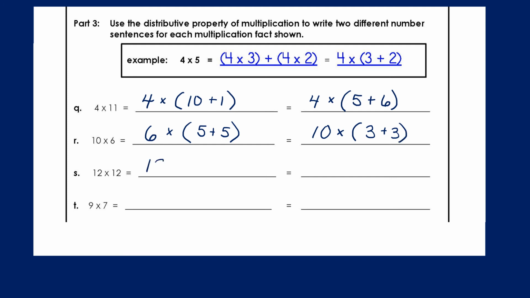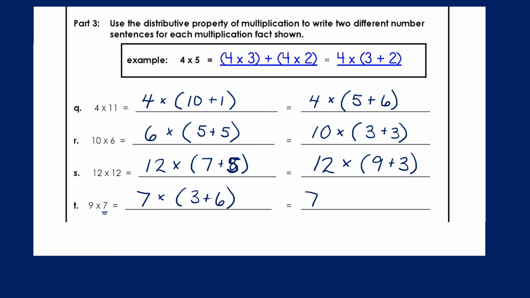Here we could do 12 times 7 plus 5. Oops, sorry, that should be a 5. Or we could do 12 times 9 plus 3. Here we could do, if I want to put 7 first, I could put 7 first. 7 times 3 plus 6. And 7 times 4 plus 5. Of course, these are all examples. You could write your own.